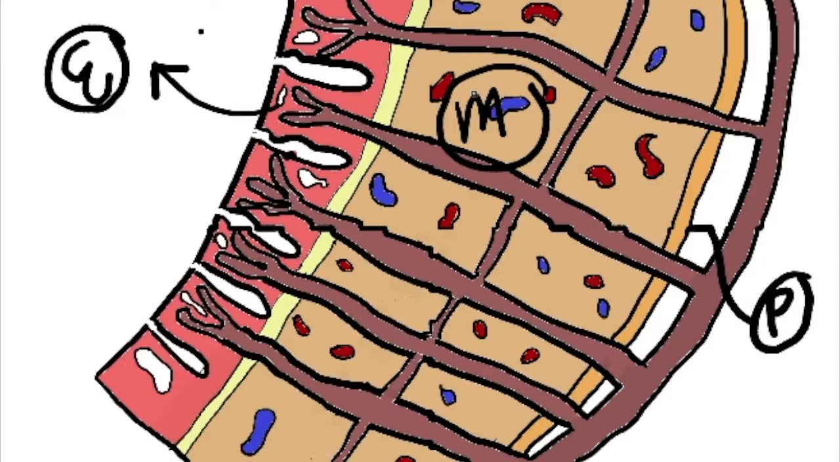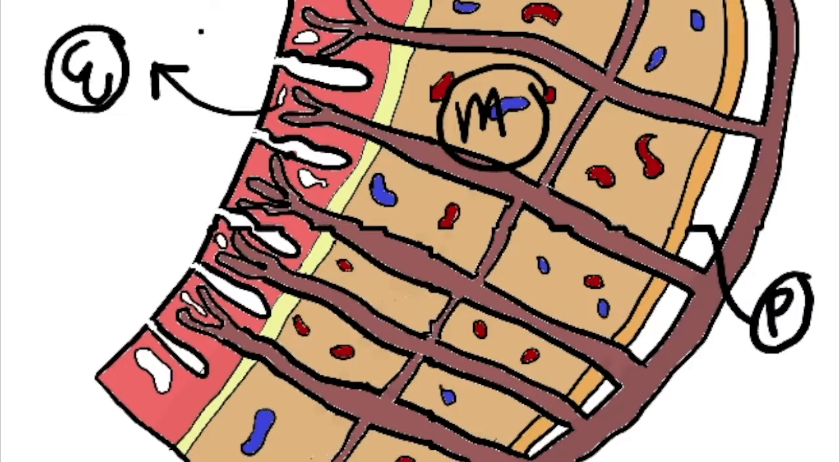And then finally, we have the perimetrium, the outermost layer of the uterus, which is functionally similar to any serous membrane in that it provides strength and support to the uterus, and it also helps connect the uterus to other structures in the pelvis.